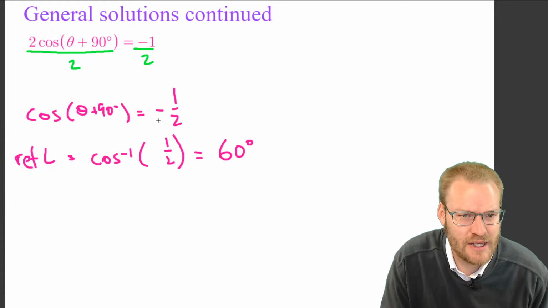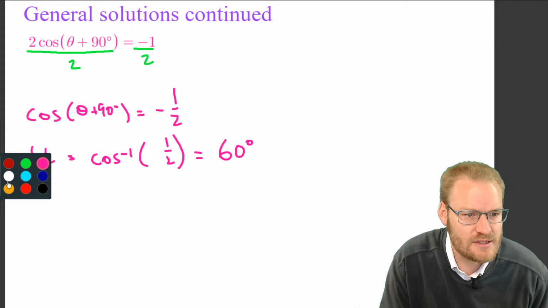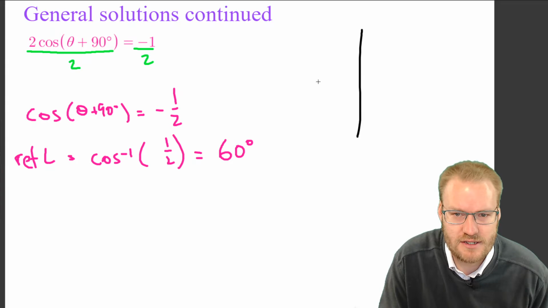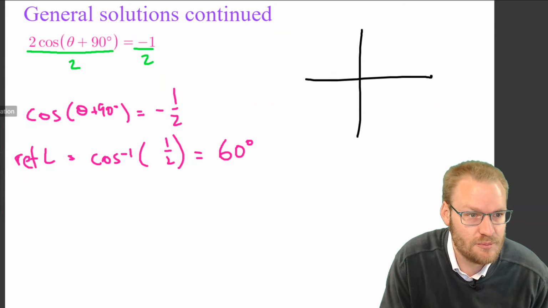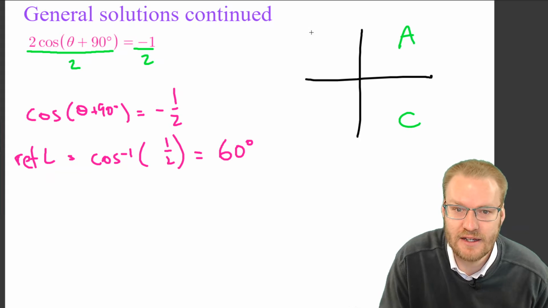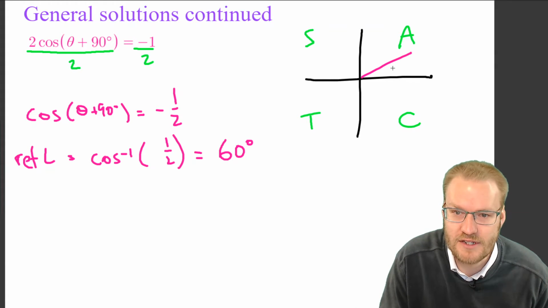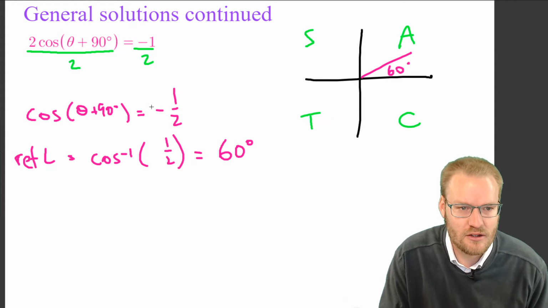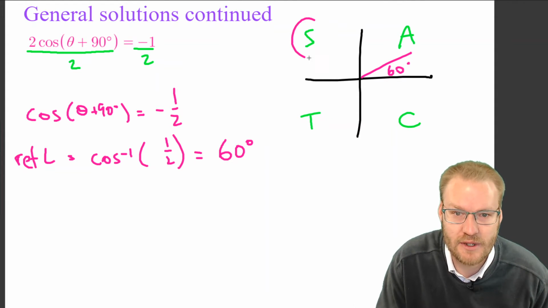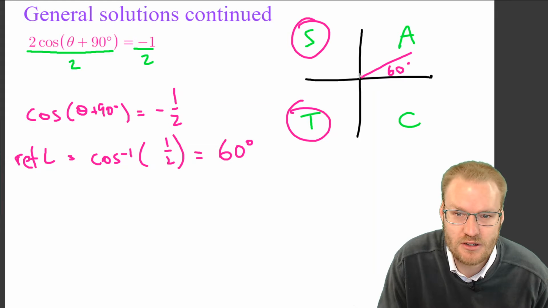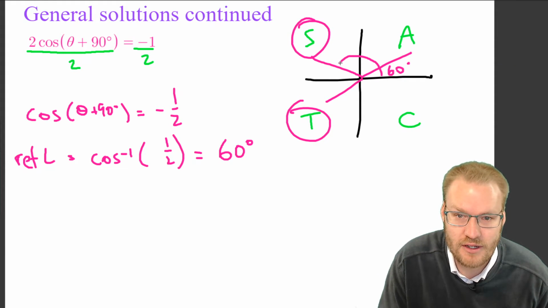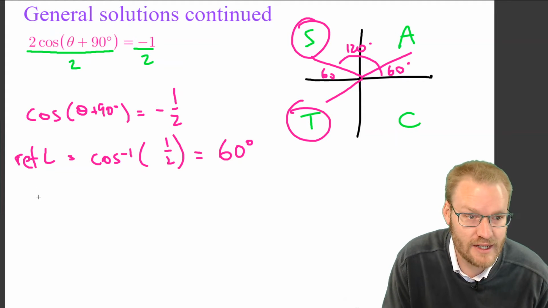And we said, no, but hang on a second. It's negative, so the CAST diagram to the rescue. And we've got CAST, 60 degrees is sitting obviously here in the first quadrant. Cos is negative, so we must be in these two quadrants. So therefore, we've got two solutions. If that's 60 and that's 60, then 120 is our one angle.